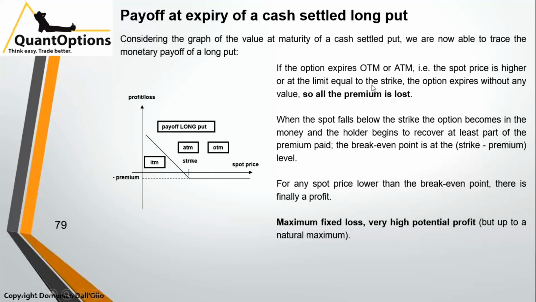If the option expires out of the money or at the money, that is, the spot price is higher or at the limit equal to the strike, the option expires without value, so all the premium is lost. When the spot falls below the strike, the option becomes in the money, and the holder begins to recover at least a part of the premium paid. For any spot price lower than the break-even point, strike minus premium, there is finally a profit. Once again, maximum fixed loss, very high potential profit, but with a natural upper limit.